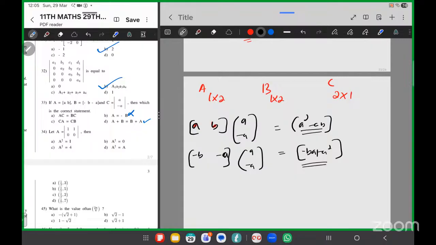Option A is also correct. Option D is also correct. Because matrix addition is commutative only. So B is same as B plus A. A plus B is same as B plus A. Matrix addition is commutative. So here option A and option D are both correct.